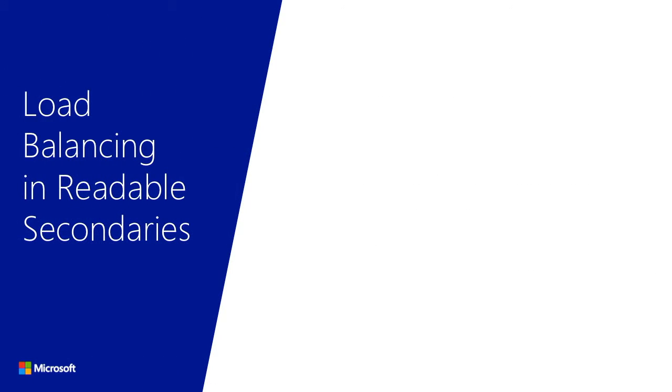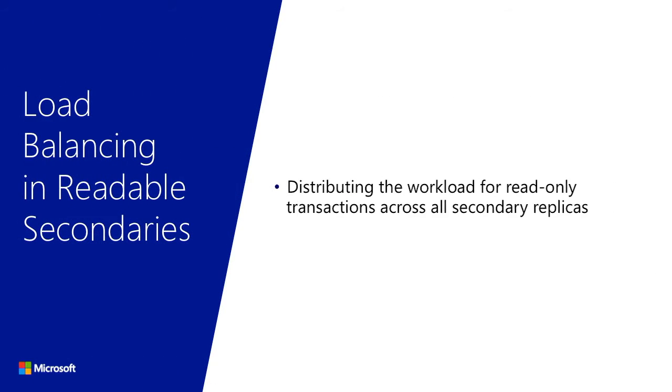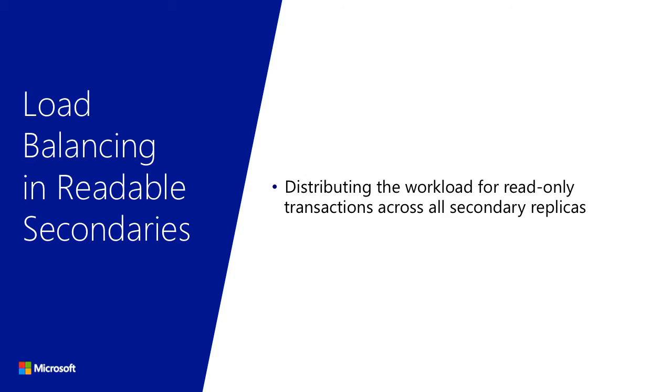The next feature I'm going to talk about is load balancing and readable secondaries. One of the features that sets availability groups apart from other HA solutions is that we allow applications to query the secondary replicas for read-only transactions, while the primary is reserved for updates. Previously, only the first secondary replica in the list would get all the read traffic, which did help the primary significantly, but it's not making full use of all the secondary replicas.